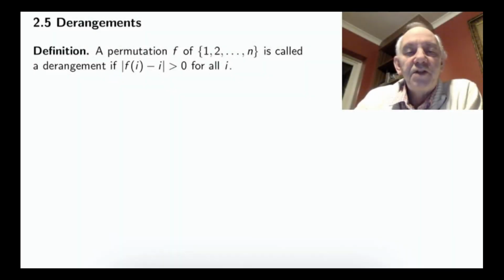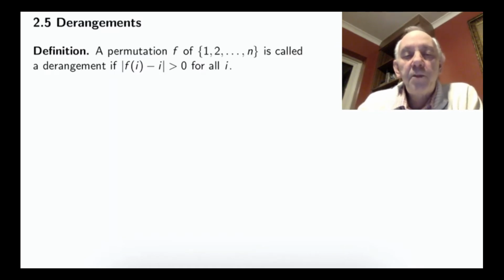So the purpose of this lecture segment is to give some examples of linear recurrence relations which don't have constant coefficients, but which have a useful application. And the application is to counting derangements, which are special types of permutations.